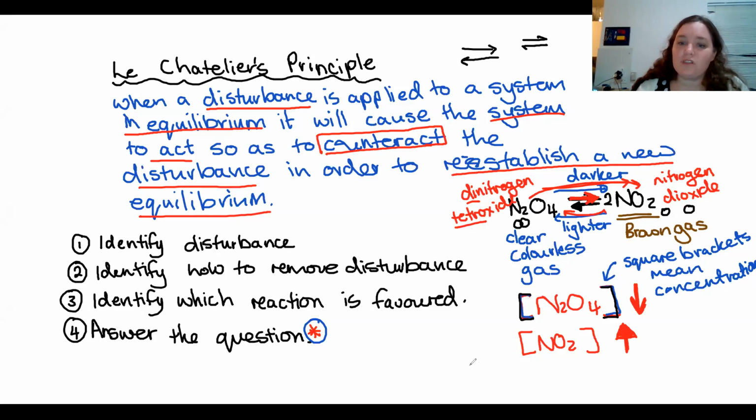So if I wrote square brackets, and this has nothing to do with what I'm doing here, it's just a random thing, if I wrote square brackets N2, I'm talking about the concentration of nitrogen gas in whatever it is that I'm talking about. Now, because we're not talking about nitrogen gas, I'm going to make that go away very quickly.